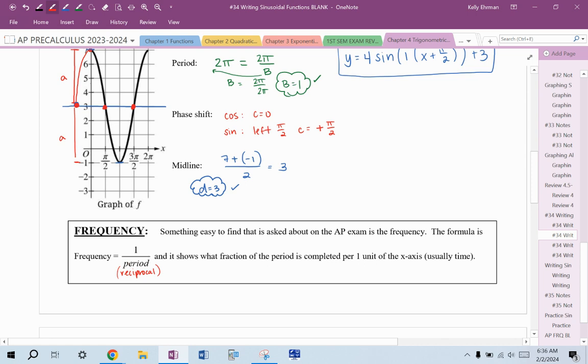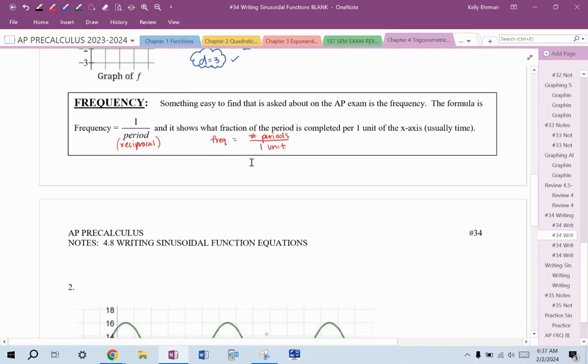What it's showing you is how much of the period is completed per 1 unit. So the frequency is the number of periods, and usually it's like a half period or a third period or something, in 1 unit, like from 0 to 1. A lot of times we use the frequency for time. When we get into some applications, we'll talk about how many periods are completed per second or per minute. But it will help us also on our last example in the notes.